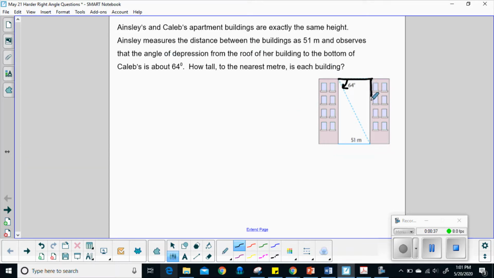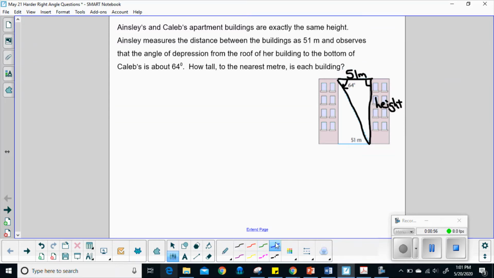So if I draw this as a nice, lovely right angle triangle, right, horizontal to vertical is 90 degrees. And now if I want to figure out my height, well, that's it right there. Nice little triangle here. And if this is 51 meters, this is also 51 meters. So I have a right angle triangle.